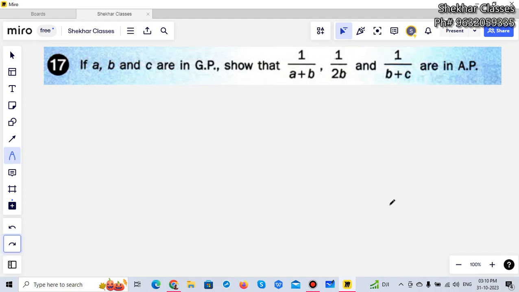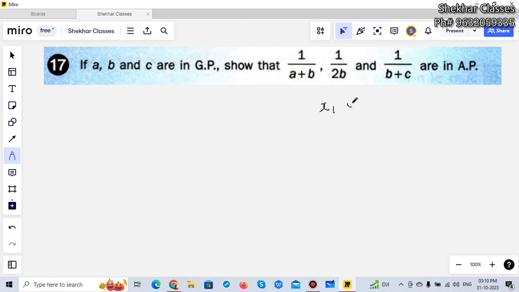If A, B and C are in GP, show that 1 upon A plus B, 1 upon 2B and 1 upon B plus C are in AP. So let's see how to do it here.